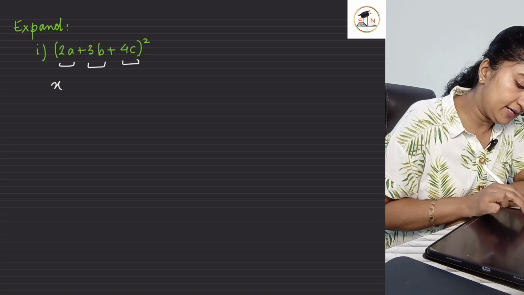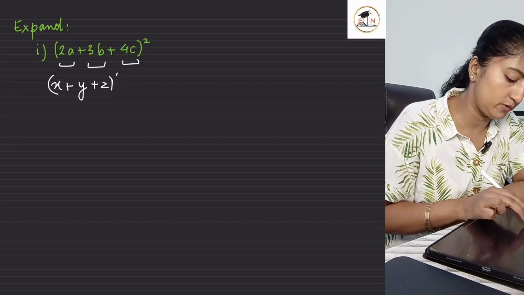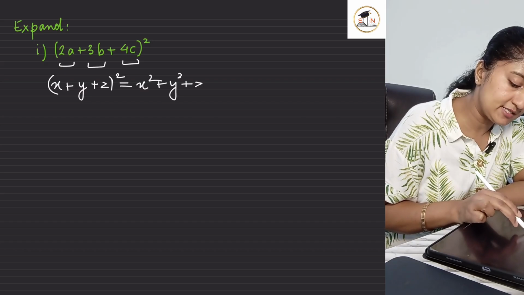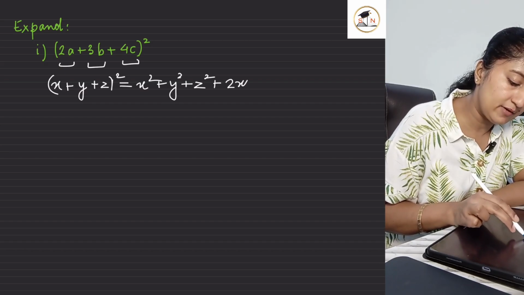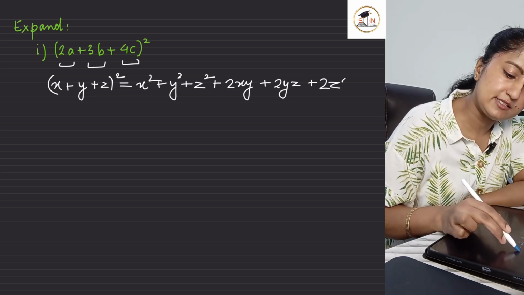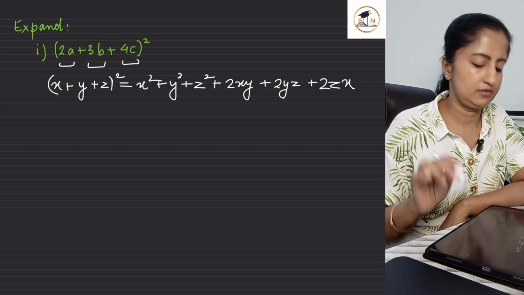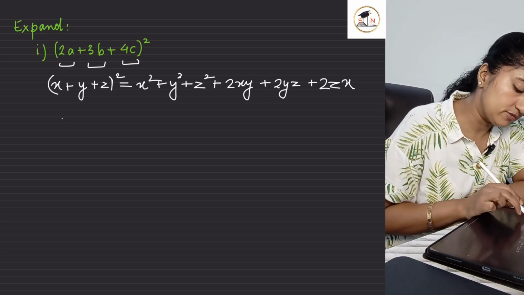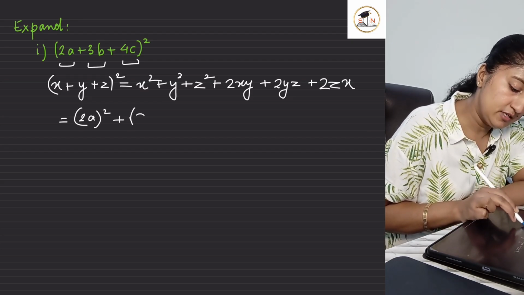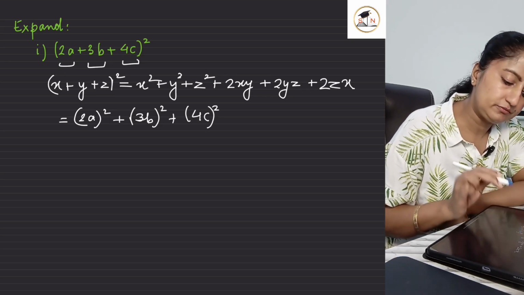So I'm writing the identity in terms of x, y, and z. If I had (x + y + z) whole square, it should be giving me x square plus y square plus z square plus 2xy plus 2yz plus 2zx. See, over here also, by default, I had the order xyz, right? Now, substituting the values, my x is 2a. So (2a) whole square plus (3b) whole square plus (4c) whole square, right?